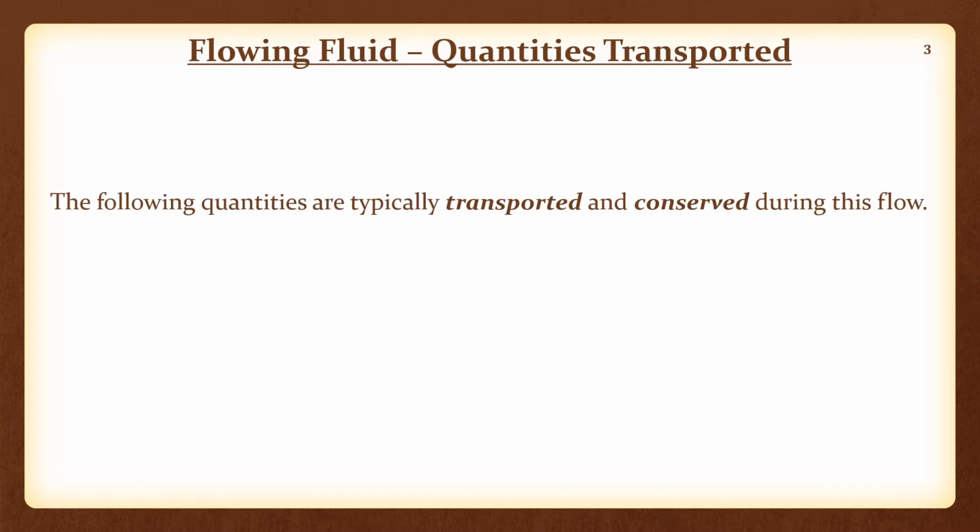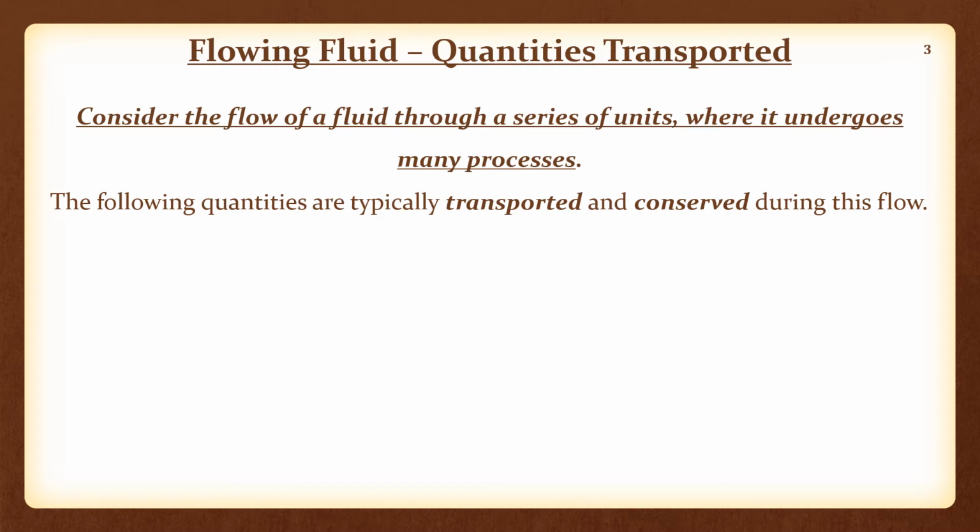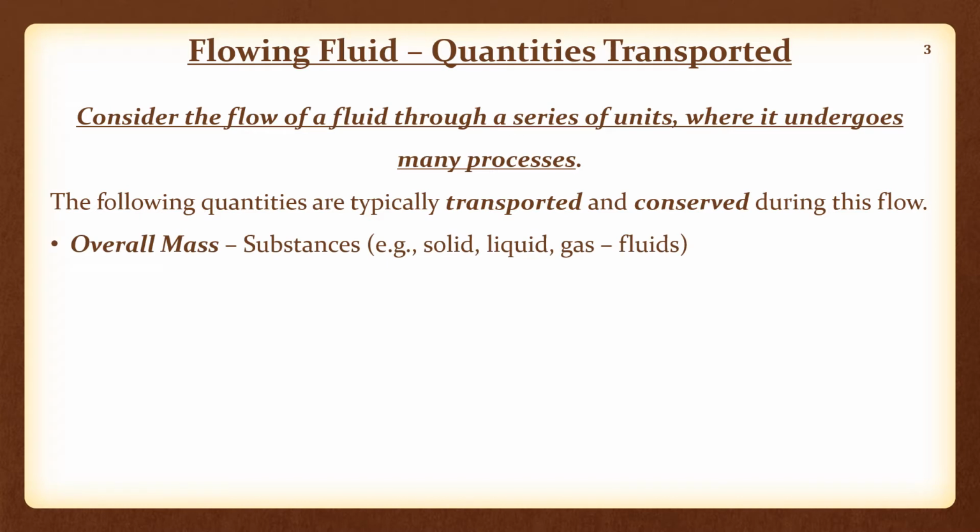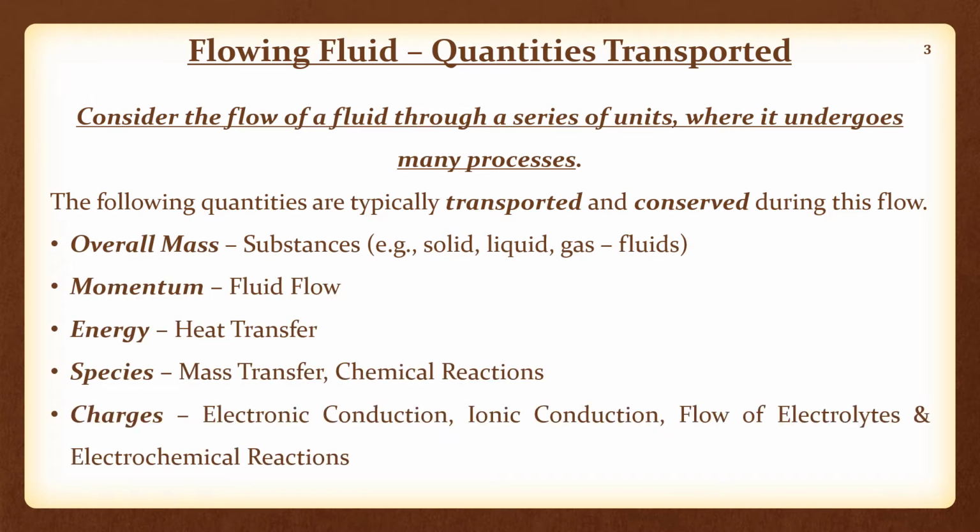If you look at a flowing fluid, the flowing fluid along with it transports the following quantities. So consider the flow of fluid through a series of units where it undergoes many processes. The following quantities are typically transported and conserved: overall mass, momentum, energy, species. And also, if you are looking at charged species, they are a subset really of species, right? And the charges are also transported and conserved.